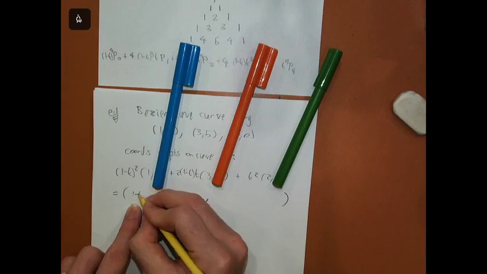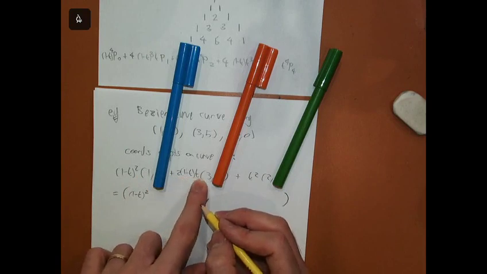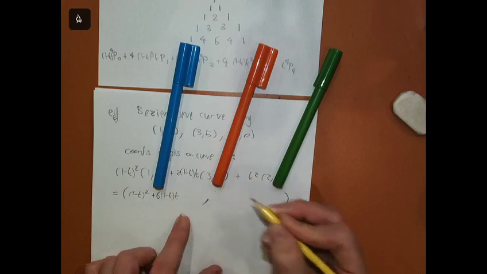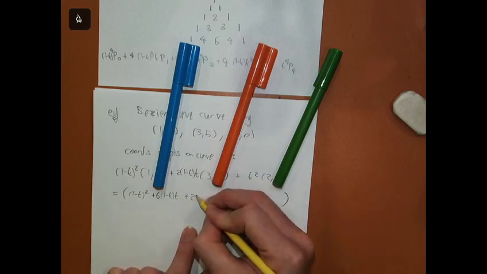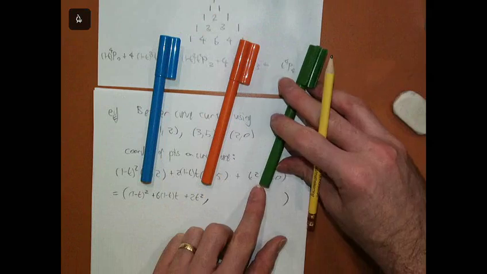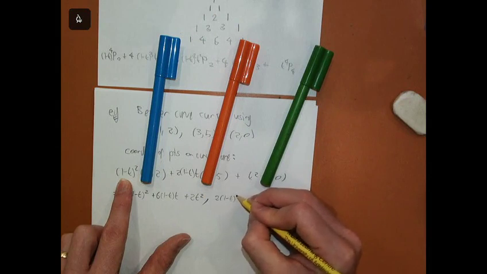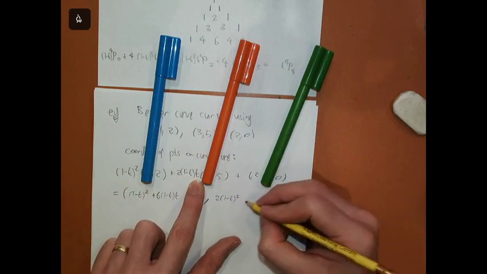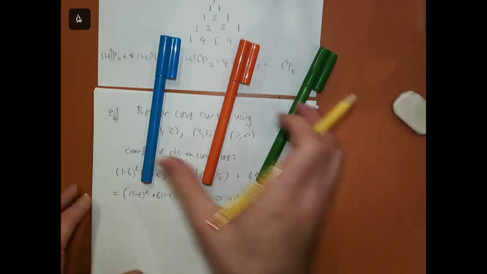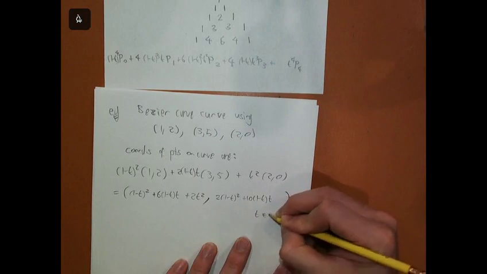So 1 minus t squared times 1, 2, 1 minus t times 3, so that would be 6, 1 minus t, and 2 times t squared. And then for my y coordinates, I've got 2 times 1 minus t squared, 2 times 1 minus t times 5, so 10, and 0t squared. So that's what all the points on the curve are, and the t goes from 0 to 1.